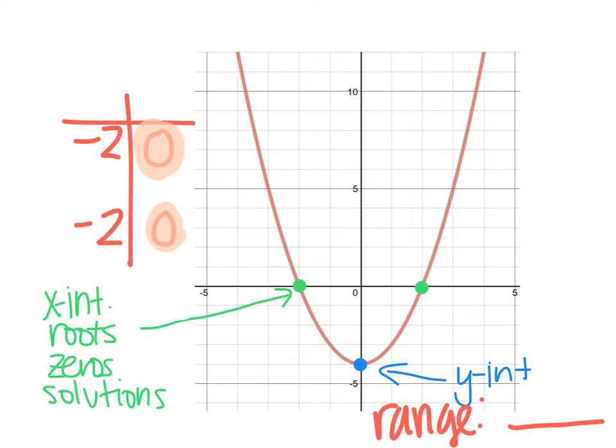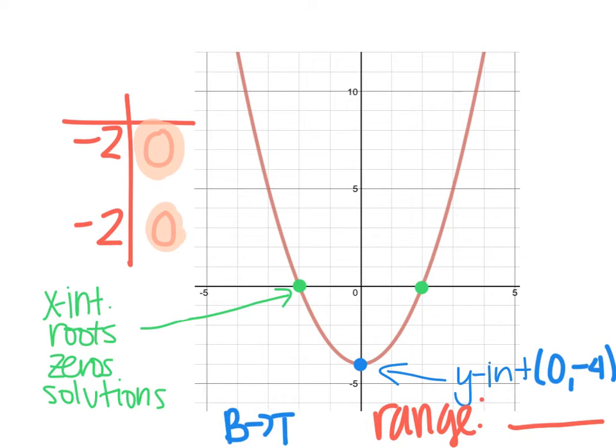The other thing we talked about a lot today was our y-intercept, which in this case is 1, 2, 3, -4. So our y-intercept here is the ordered pair (0, -4). And we also talked about our range. Remember, our range, we read from bottom to top. That's how we read our range.